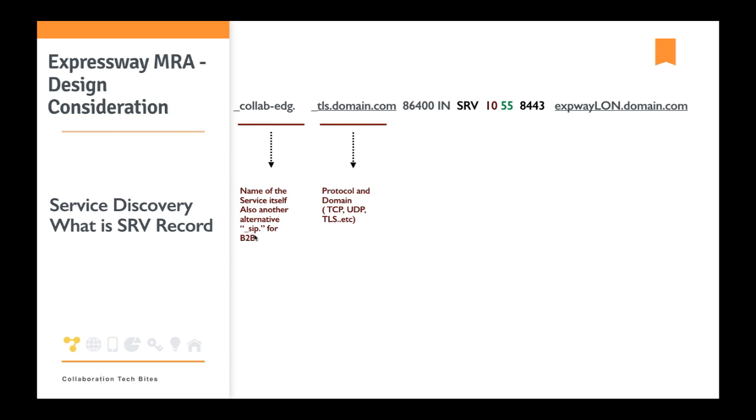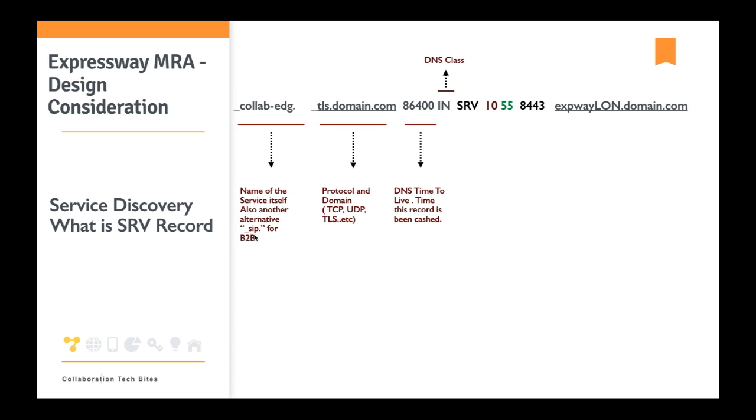The second part of the DNS SRV is the protocol. What protocol and what domain should I look up? So we're talking about TCP, UDP, TLS, and what domain I should inquire. The next part in populating a DNS SRV record is the time to live: how long this record will be available in the public DNS. This, for example, 86,400 seconds is 24 hours.